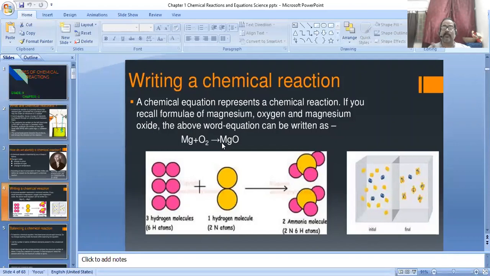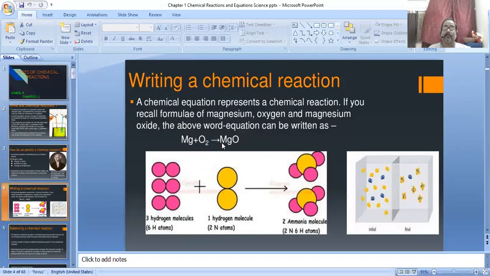For magnesium, the total number of electrons is 12, so the electronic configuration is 2, 8, 2. And for oxygen, the total number of electrons is 8, electronic configuration 2 and 6. Last year we also discussed these things. When an element has 8 electrons in the outermost shell, it is satisfied. So here oxygen receives 2 electrons and is satisfied, and magnesium donates 2 electrons and is also satisfied.